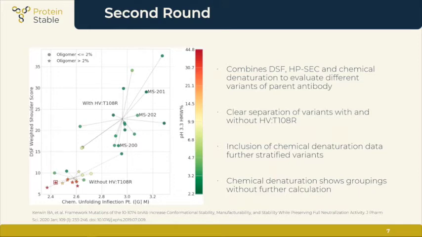And so with this data, they had a good grouping of antibodies they could look at. Then assessing the neutralization data, they were able to whittle the list down to 3 main candidates that they could push on for the final screening round, this being MS200, MS201, and MS202.